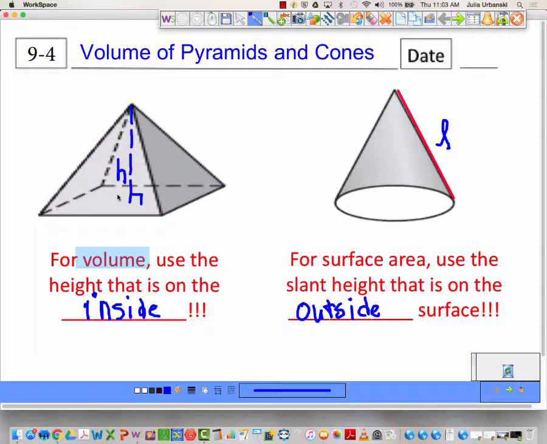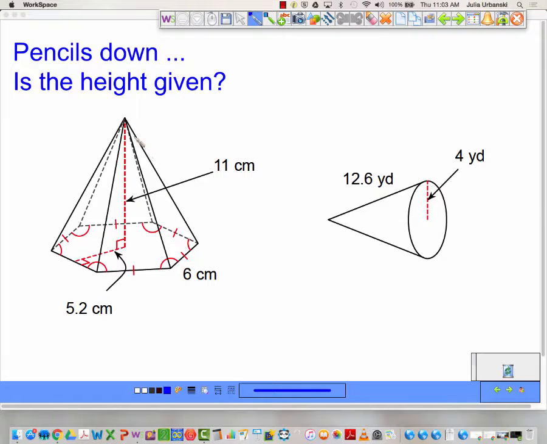So volume requires that you use the height that goes up the inside. So really quick, pencils down, let's just try this. Does this give you the height that you want for volume? Yeah, it goes down the inside into the middle. Does this one give you the height you would want? No. Good, because that's not going up the inside.